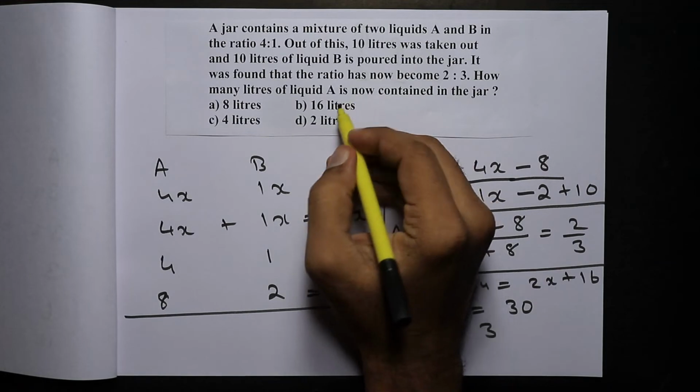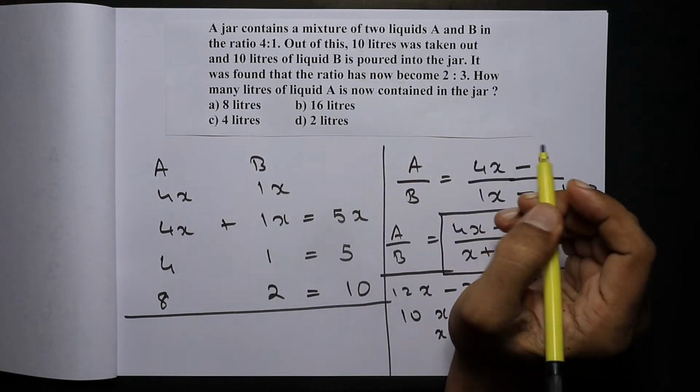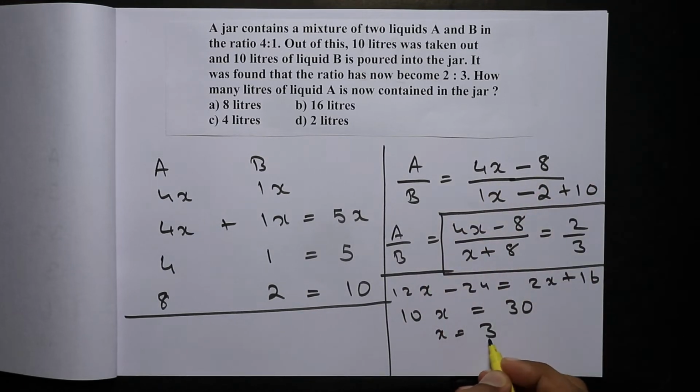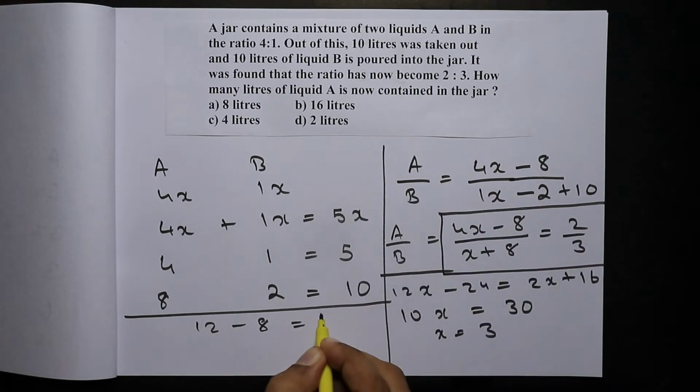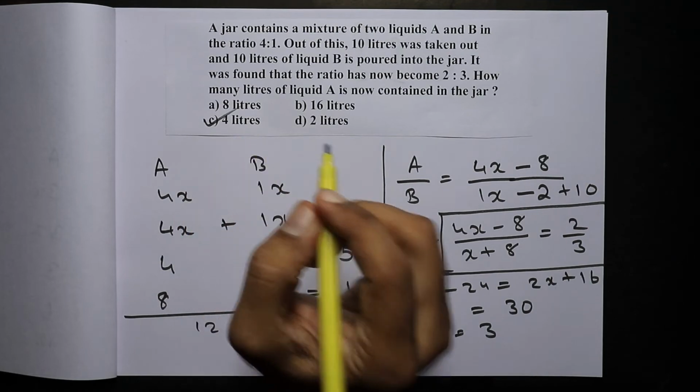Now the question is, how many liters of A is now contained in the jar? The amount of A is 4x minus 8, where x is equal to 3. So 4 into 3, 12 minus 8. So you will get 4 liters of A is now there. So 4 liters of A is now there. So option C, 4 liters.